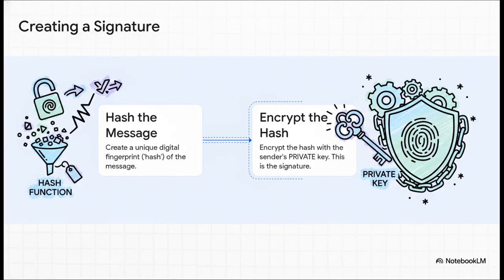So how do you make one? It's a simple two-step dance. First, you take your message and run it through a process that creates a unique digital fingerprint. We call this a hash. The cool thing about a hash is that if you change even one single comma in the original message, the hash changes completely. Then you take that small fingerprint and you encrypt it using your private key. That little piece of encrypted data, that's your digital signature.